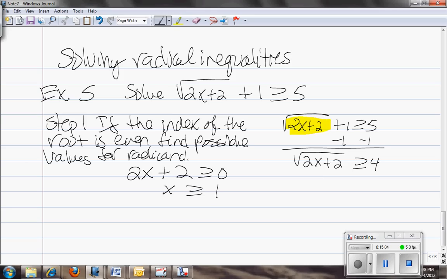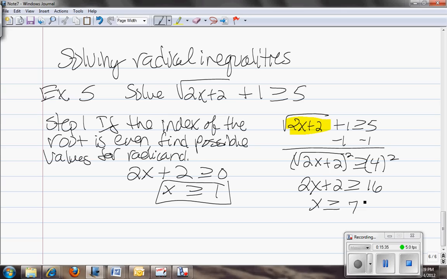So those are my parameters. I can't even try anything less than 1. My x has to be greater than or equal to 1 in order for this to even exist. So then, once we know this, let's hold that information to the side and continue solving it just as if it were an equation. Square both sides. So 2x + 2 is greater than or equal to 16. Subtract 2 from both sides, divide by 2, and you should end up with x is greater than or equal to 7.